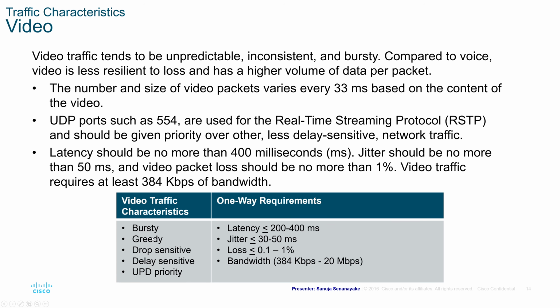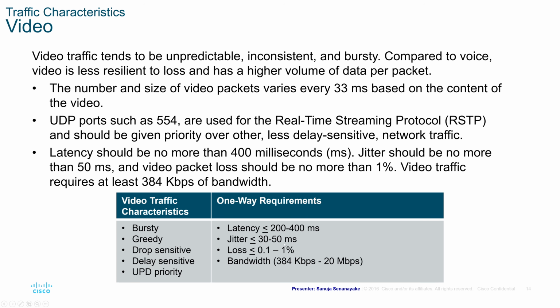The video traffic is bursty as opposed to voice traffic, not very predictable. The voice traffic is predictable, but the video traffic is bursty. So it is very greedy, drop sensitive, delay sensitive, and video traffic almost always uses UDP. So UDP priority should be there, and you should have a latency less than 400 milliseconds. You could have between 200 to 400, but just remember 400 milliseconds.